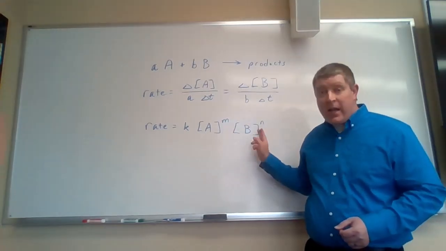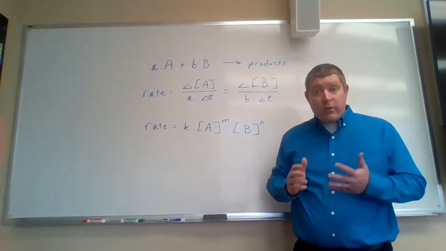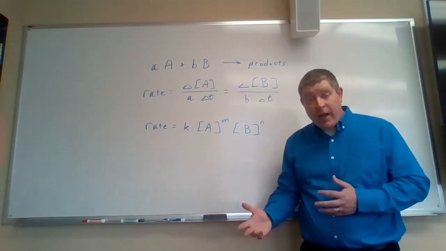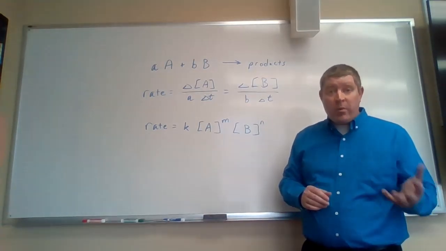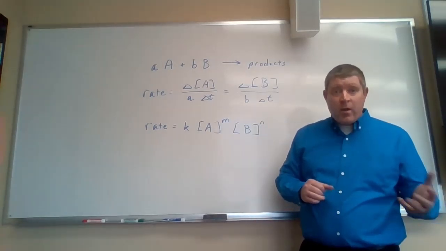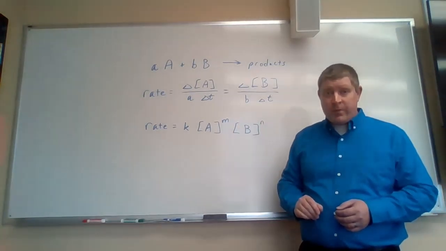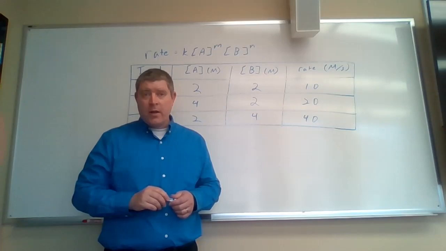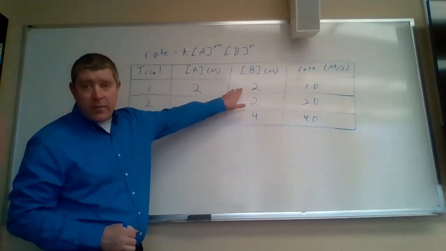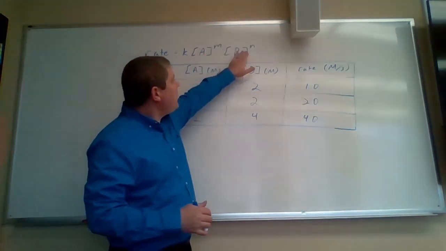Now, these orders m and n are generally integer values between 0 and 2, so 0, 1, or 2. But they can be other values. They could be negative values, or they can be fractional values like 1.5 or 1/3, 2/3. But in this class, most of the time, m and n are going to be 1 or 2. So suppose we perform the reaction in a few trials where we change the concentration of the reactants A and B. And then we can compare the rates to determine the values of m and n.